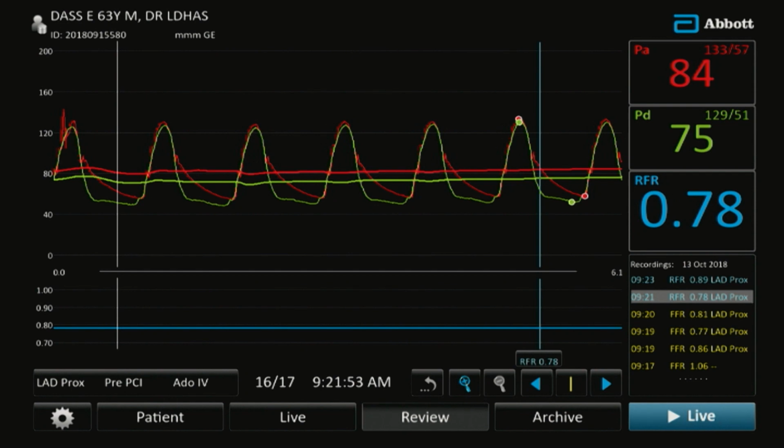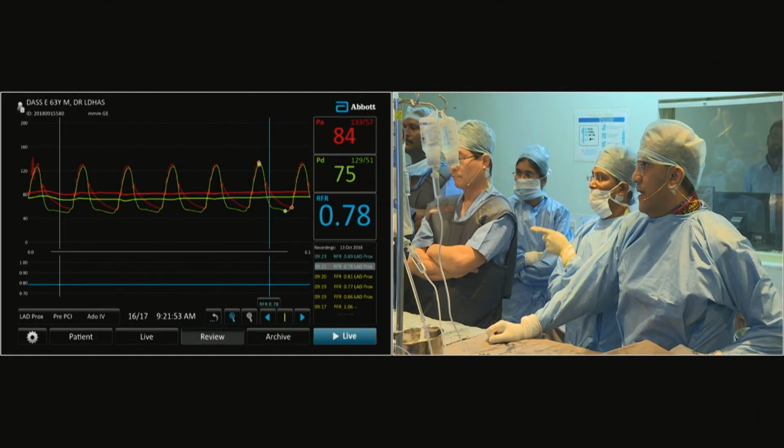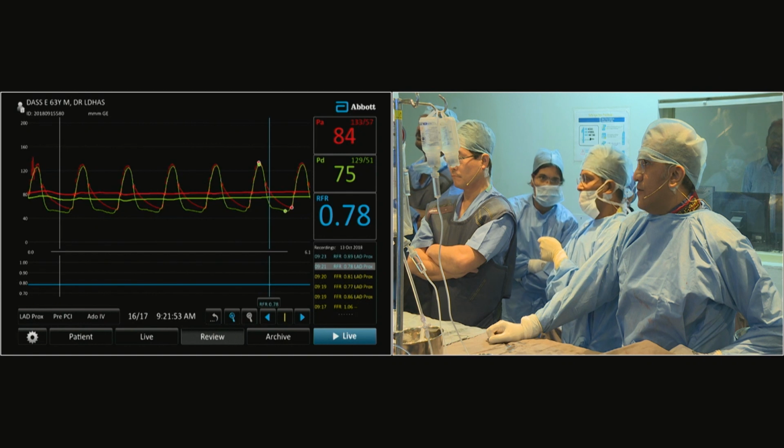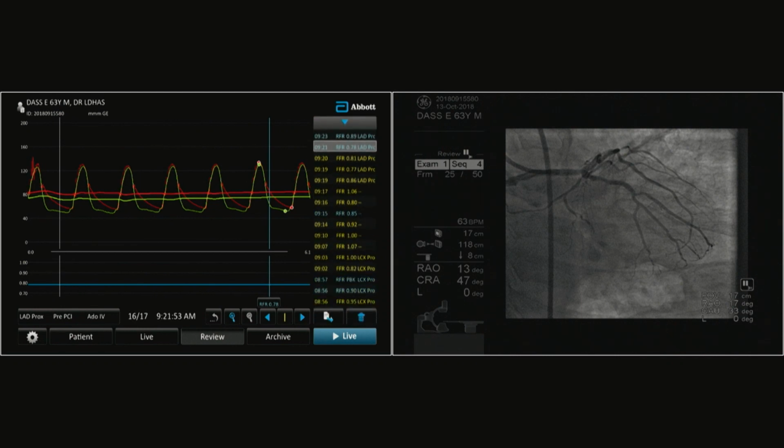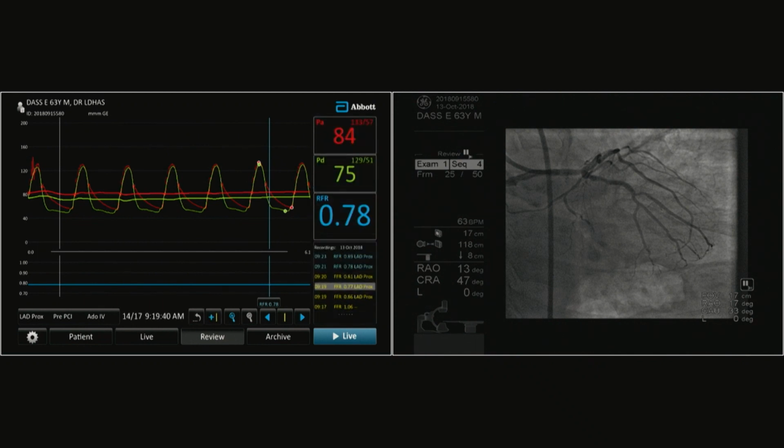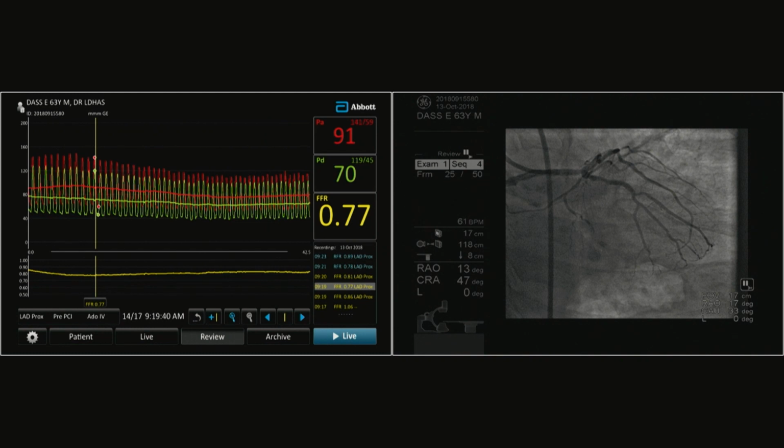And the FFR value of the LAD, 0.65. So where's the FFR value of the LAD? We're just trying to get it for you. 77. It was 0.86. This is the FFR value, and the RFR value was 0.86. If the combined value of LMC and LAD is between 0.65 and 0.8, you have to go for an imaging. That is the recommendation.